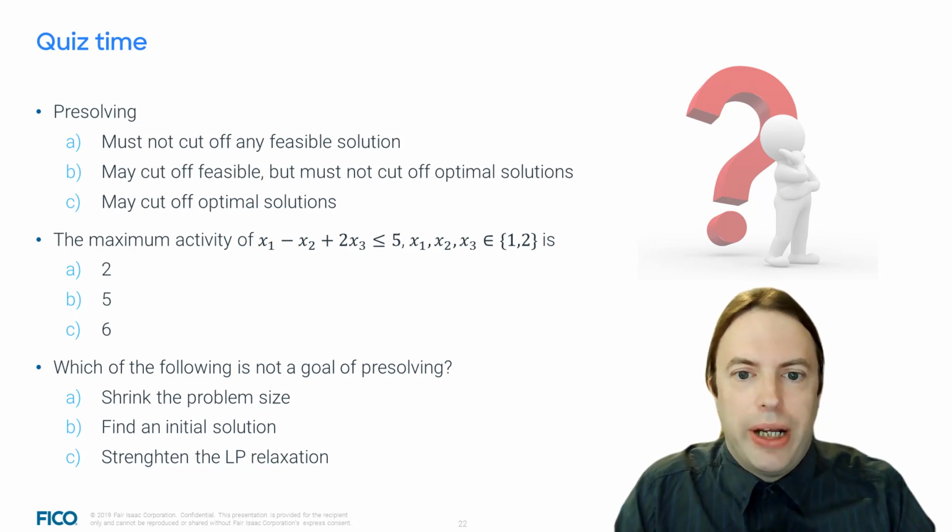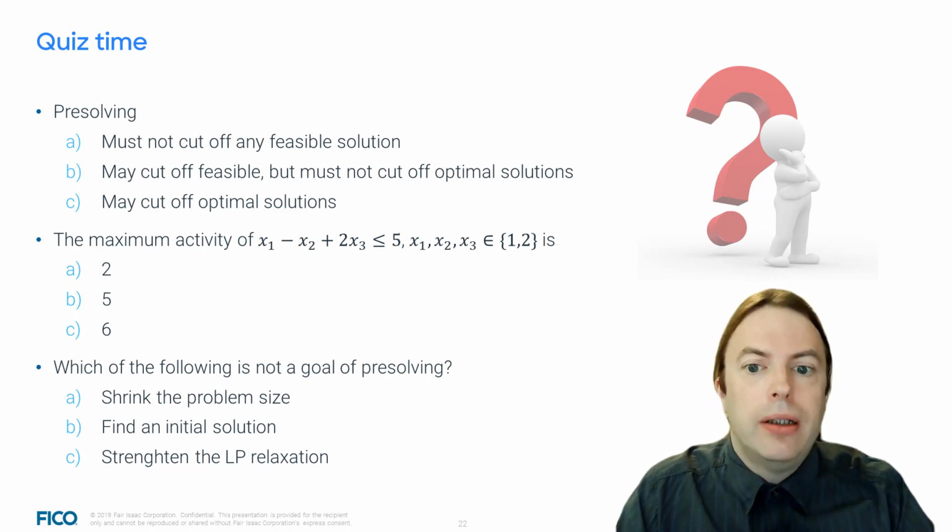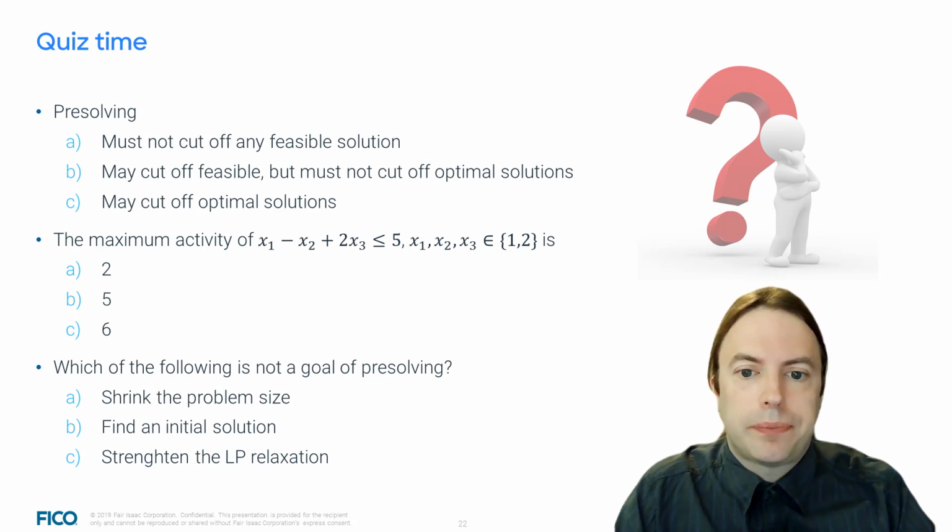That was a lot of material. Let's see how much you remember. Quiz time. First question. Presolving. A. Must not cut off feasible solutions. Or B. May cut off feasible, but must not cut off optimal solutions. Or C. May cut off optimal solutions.